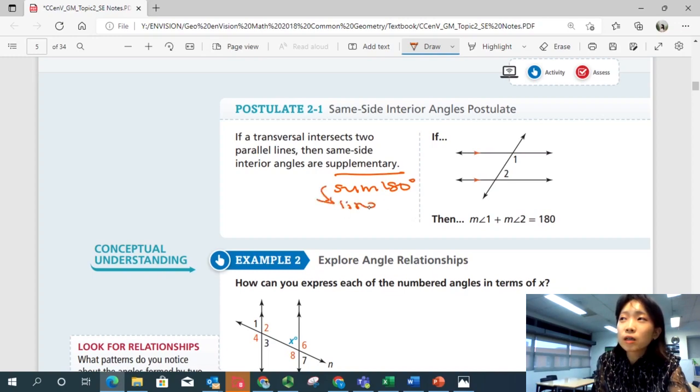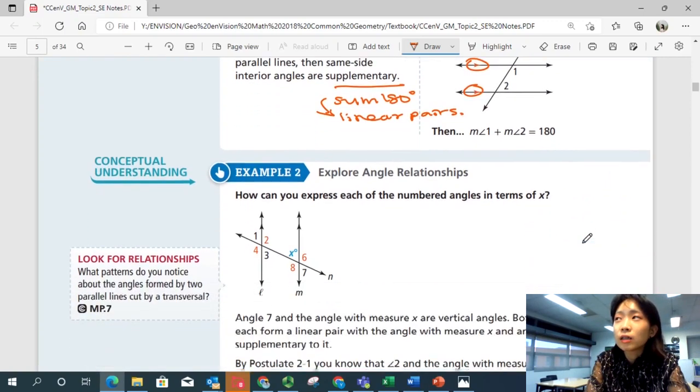So they're linear pairs. In other words, linear pairs. Okay? So same side interior angles are linear pairs. They add up to 180 degrees. So in this diagram, these two are parallel lines. You can look at these notation to see that they're parallel. And this is a transversal that goes through the two parallel lines. And so the same side interior angles 1 and 2 add up to 180 degrees. Okay? Remember that, and let's use that in the future.